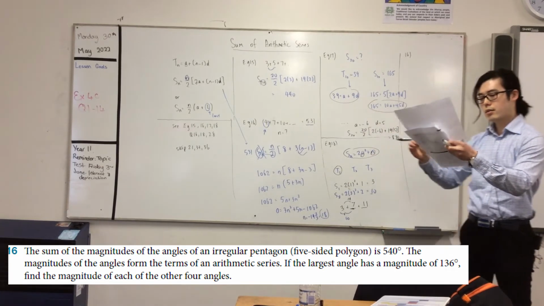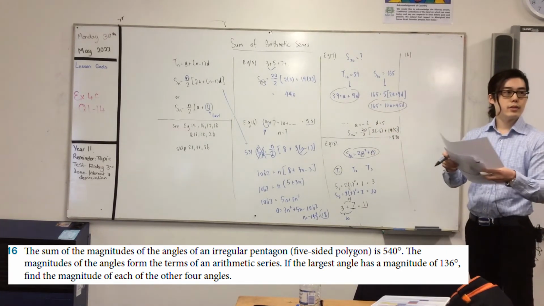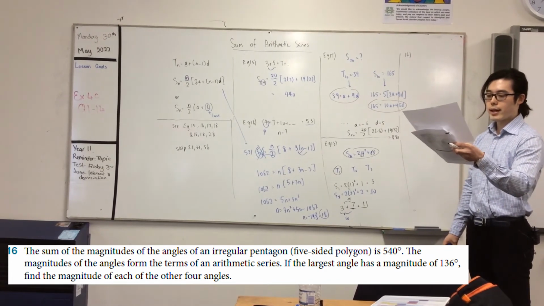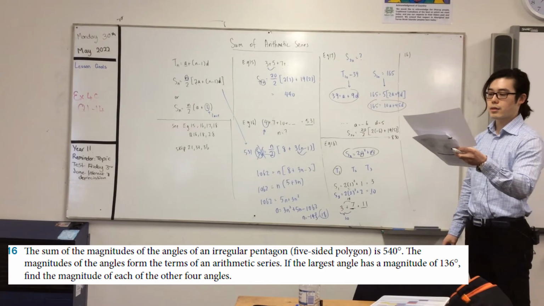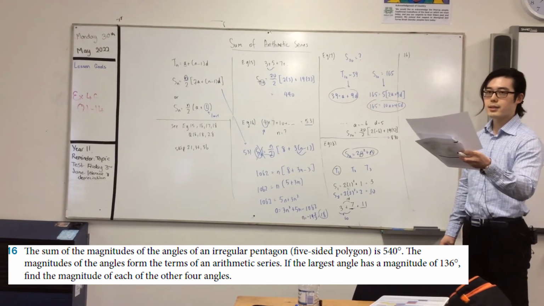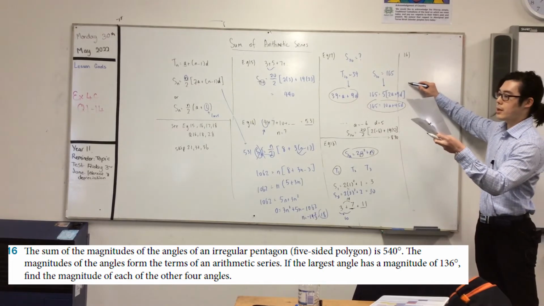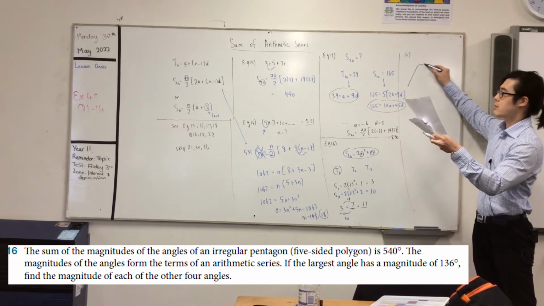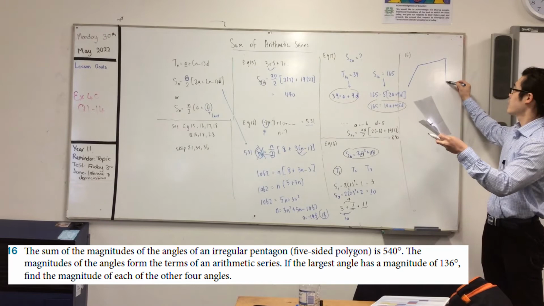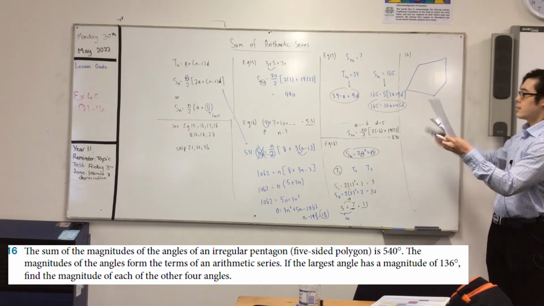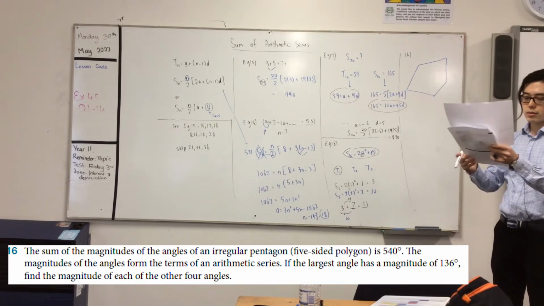Some of this is just a guide, so it won't take long. Question 16. I'm going to read the question now. Girls, get it in front of you. The sum of the magnitudes of the angles of an irregular pentagon is 540. So let me just draw you a quick diagram of what that means. I can have something like this. Irregular. So something like that. So this is an irregular pentagon, girls.